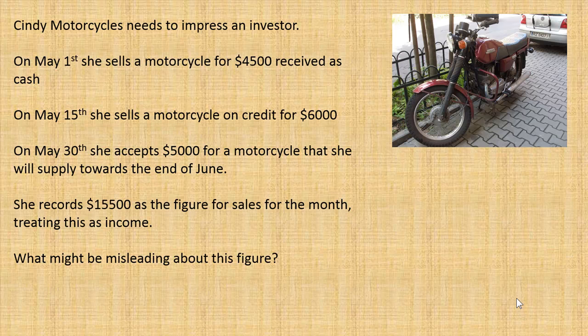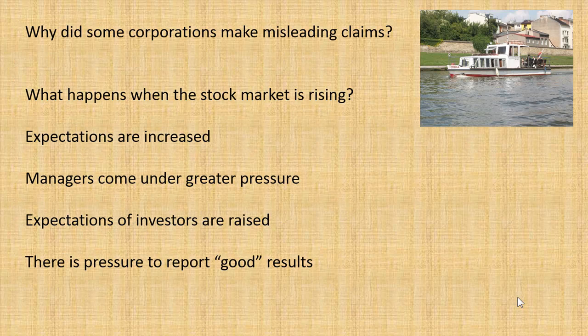Now let's consider another case here of Cindy Motorcycles. On May the 1st she sells a motorcycle for cash. On May the 15th she sells another motorcycle on credit. But then on May the 30th she accepts money for a motorcycle that she's not going to supply until the end of the following month. And yet she records all 3 of these as sales for the month, treating this as income or revenue. Well, what's misleading about that? Well, what's misleading, of course, is that she hasn't actually supplied the 3rd motorcycle. And so the figure that she's got for income or for revenue is in fact incorrect.